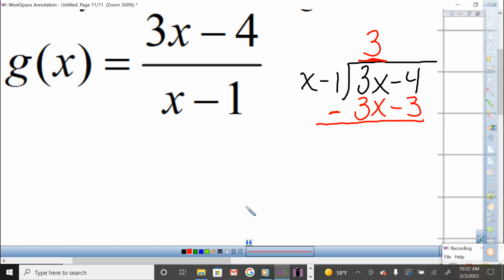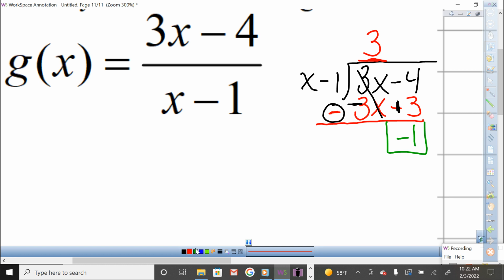We're going to subtract. And what does that mean, Mr. Q? That I need to distribute this negative to both of these terms right here. So this becomes negative 3x. And this one changes from negative to positive 3. Now we can do the subtraction. 3x minus 3x, they cancel. And we have negative 4 plus 3 leaves us with what? Negative 1. That's a remainder, yes?